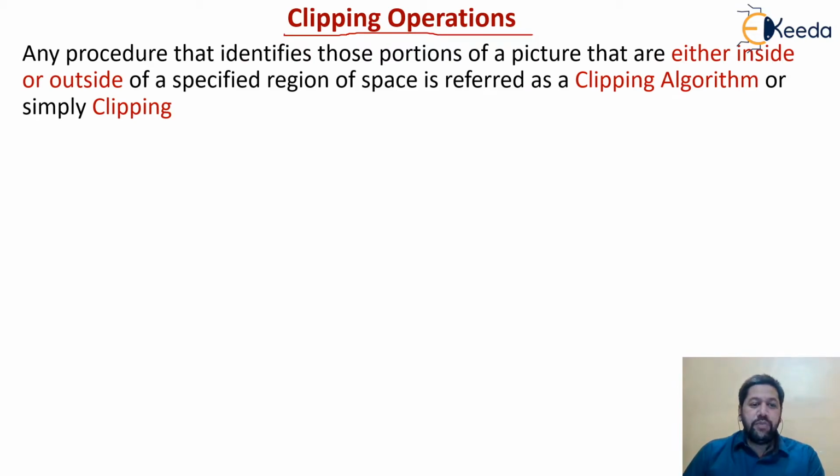Clipping operation. Any procedure that identifies those portions of a picture that are either inside or outside of a specified region of space is referred to as a clipping algorithm, or simply we can call this clipping.